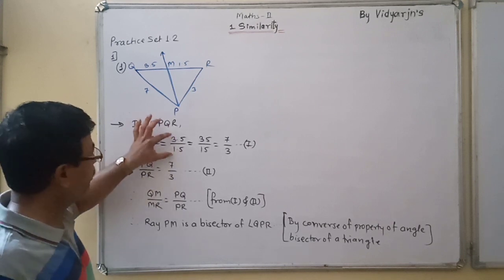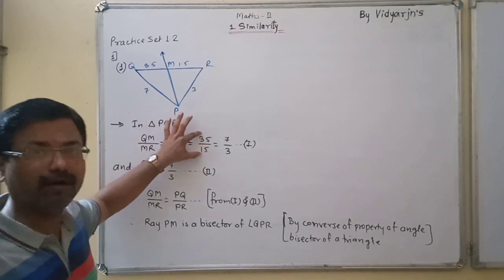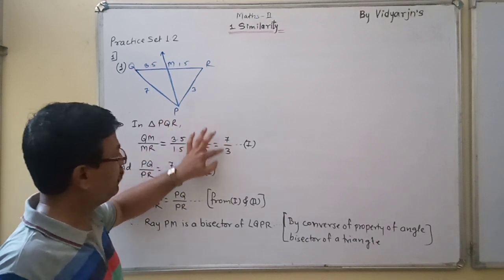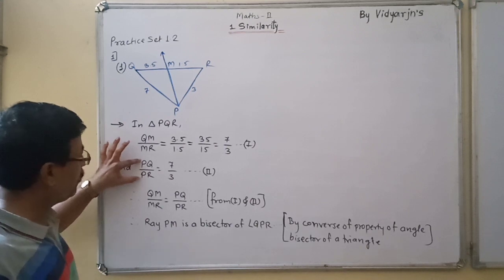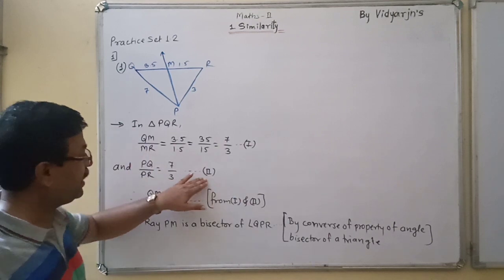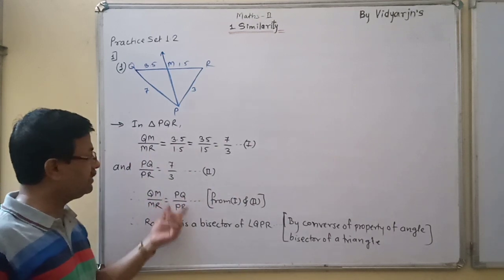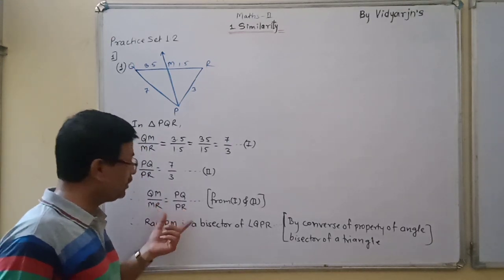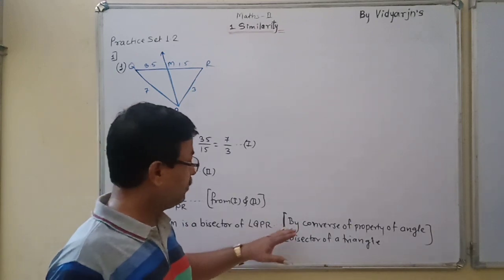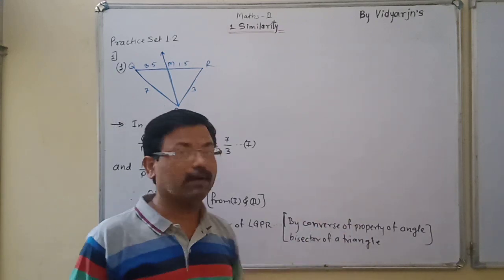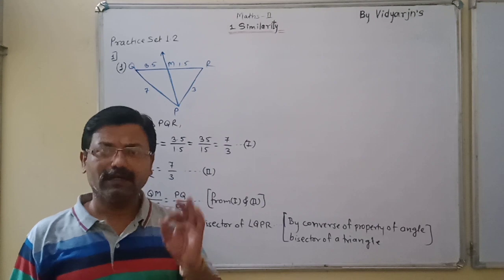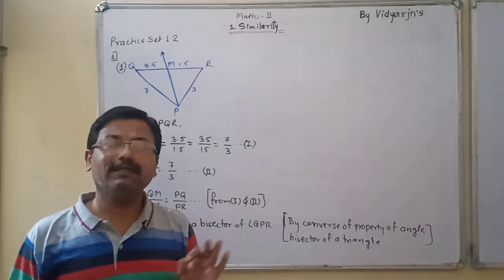In the first figure, in triangle PQR, QM upon MR: put the values of QM and MR, 3.5 upon 1.5. If we eliminate the decimal point, we get 35 upon 15. Simplify it: 5 7s are 35, 5 3s are 15. Therefore, we get 7 upon 3. Now PQ upon PR, we put the values of PQ and PR, and we get 7 upon 3. From 1 and 2, we get QM upon MR is equal to PQ upon PR. These two ratios are equal, therefore we can say that ray PM is a bisector of angle QPR by the converse of the property of angle bisector of a triangle.